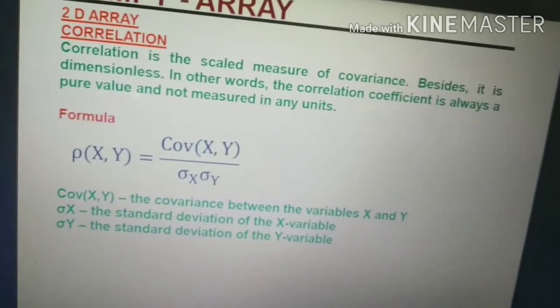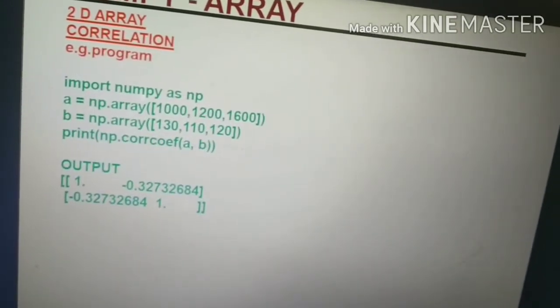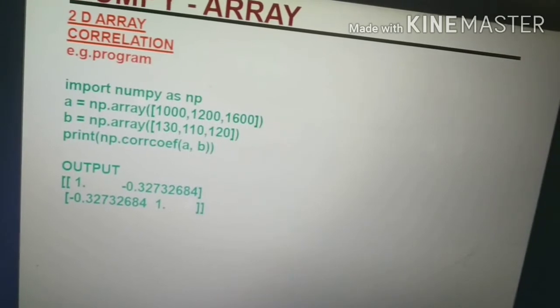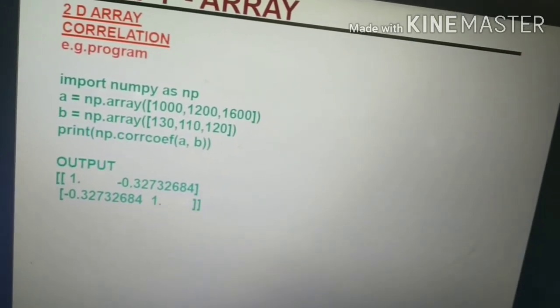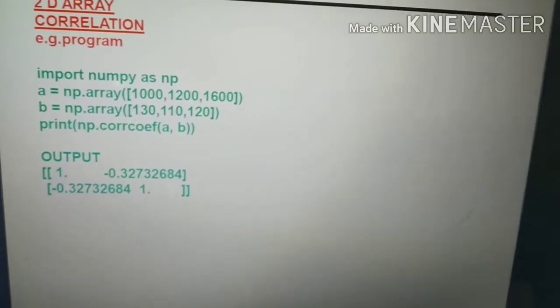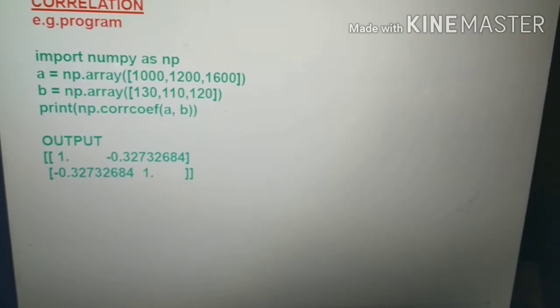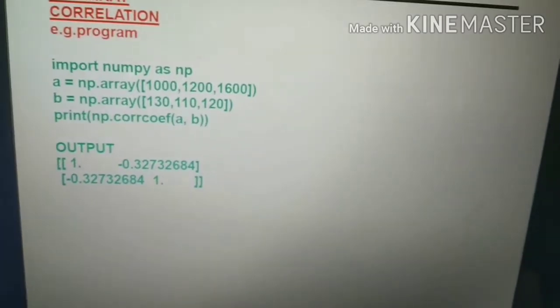They have given the formula which you are going to study in your maths. The correlation coefficient is used to find the relation between two observations: 1000, 1200, 1600 and 130, 110, 120. These are two lists of observations, we can say x and y. So what is the relation? That relation it will give us.